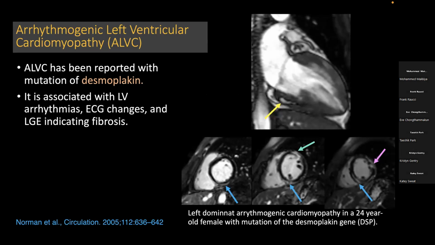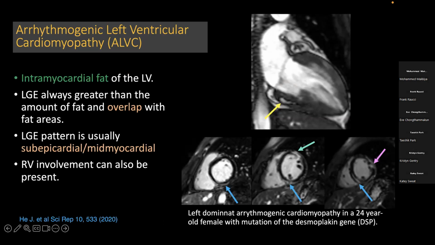Moving to another type of arrhythmogenic cardiomyopathy, the ALVC, or left ventricular arrhythmogenic cardiomyopathy. This has been reported with mutation of the desmoglein gene, and it is associated with LV arrhythmias, ECG changes, and late gadolinium enhancement. This is an example of a patient with intramyocardial fat surrounded by a dark ring with India ink artifact because of the fat deposition, and there is subepicardial to mid-myocardial enhancement involving the lateral wall, inferior wall, and septal wall, overlapping the areas along the inferior wall which had the fat deposition.